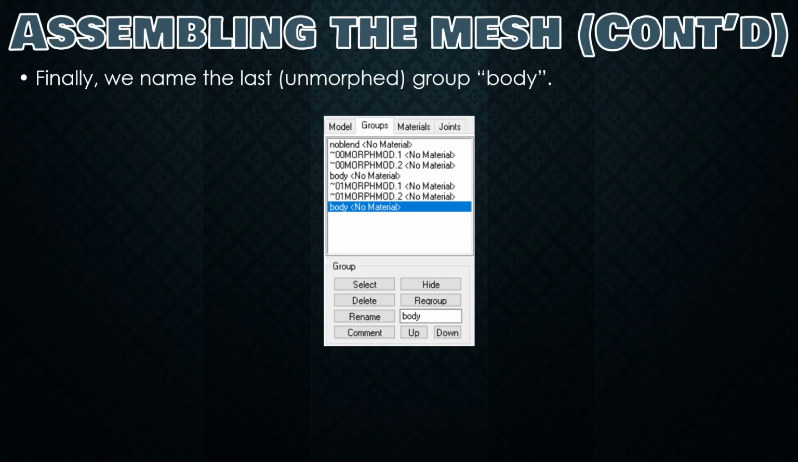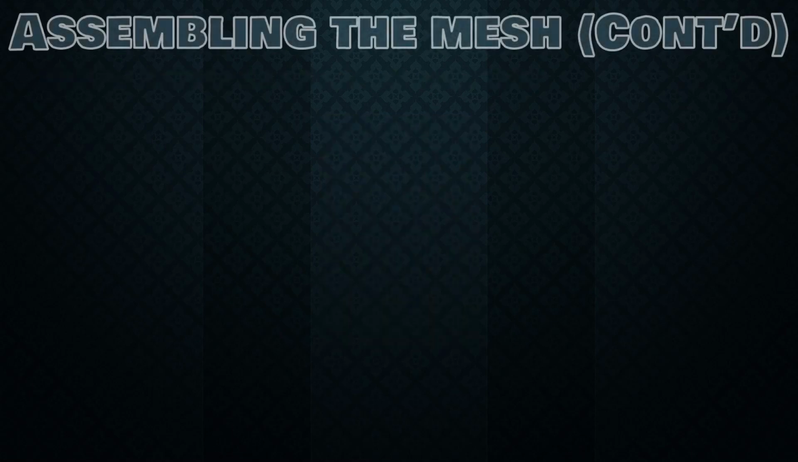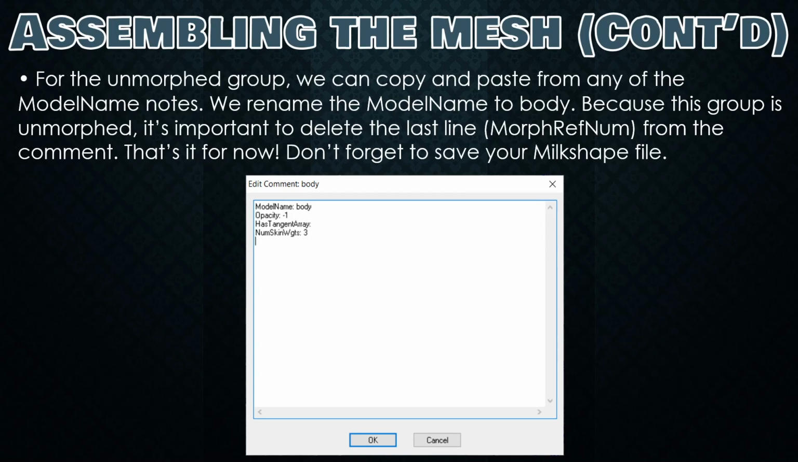You would rename the morphs for body as group 01. So 01 morph mod 1 and 01 morph mod 2. Then we rename the final group body. And referring back to our quick copy notes, we can just paste the 5 lines as we normally would, but the last line, morph ref number, we just delete from the comments because this is the part of the body that doesn't need to be morphed. And then that is it. That is how we would build the mesh.